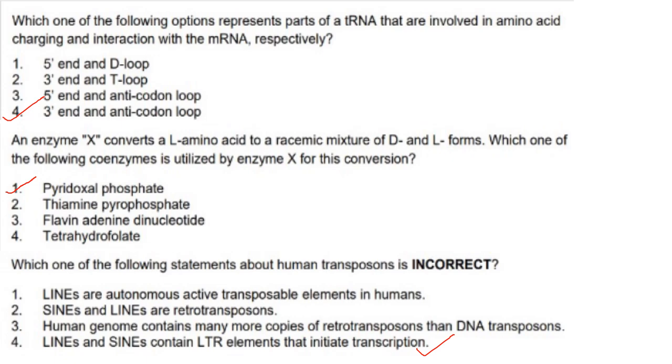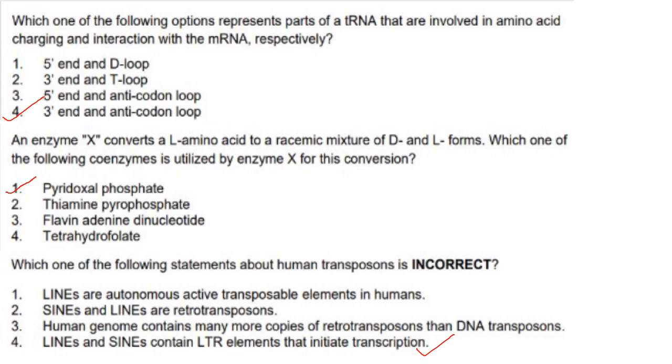Then next one. An enzyme X converts L amino acid to a racemic mixture of D and L forms. Which one of the following coenzymes is utilized by the enzyme X for this conversion? Amino acid racemase is the one that catalyzes the interconversion of D and L enantiomers of an amino acid, and it requires pyridoxal phosphate as its coenzyme. So the answer here is option 1.